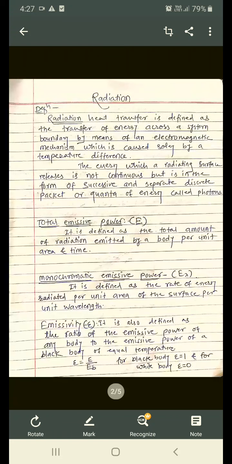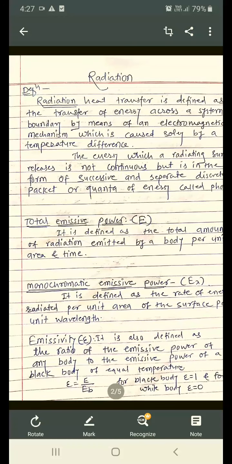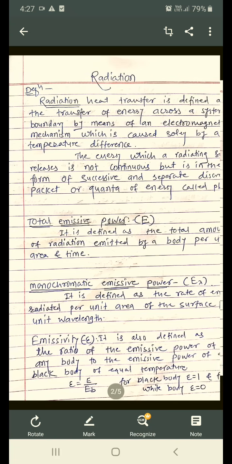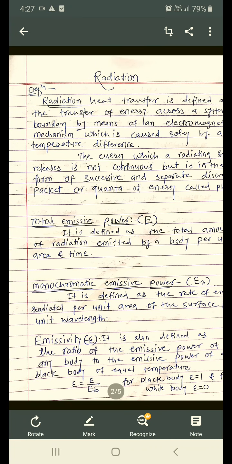Today we are going to discuss the radiation topic. First we will define what is meant by radiation. Radiation heat transfer is defined as the transfer of energy across a system boundary by means of an electromagnetic mechanism which is caused solely by a temperature difference. So, radiation takes place by electromagnetic waves.